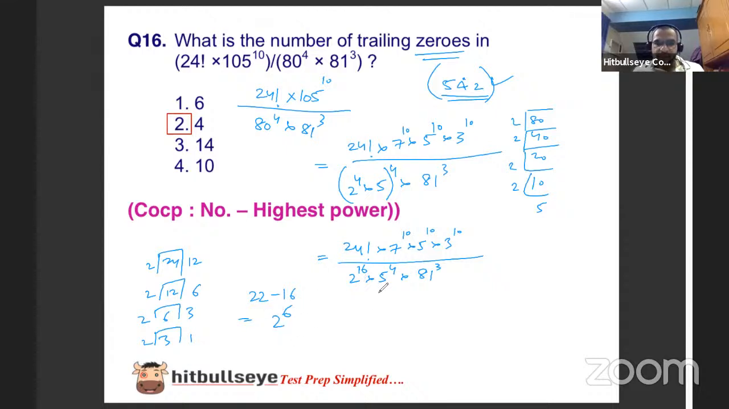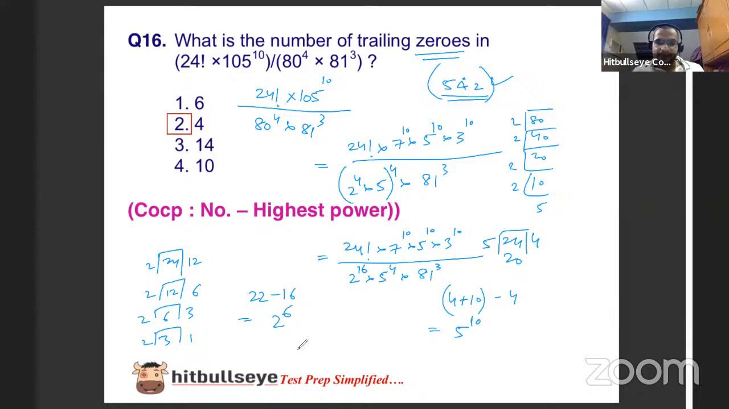Now similarly we can do 5 over here. 24 by 5 gives 4, then 5 4s are 20, and that is it. But here there is also into 5 raised to the power 10 and divided by 5 raised to the power 4. Which means 4 plus 10 minus 4, which means 5 raised to the power 10 is my net value.